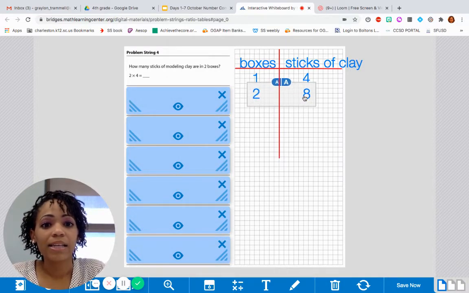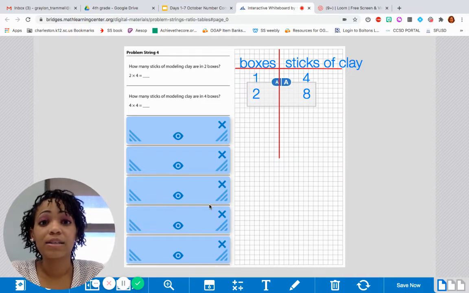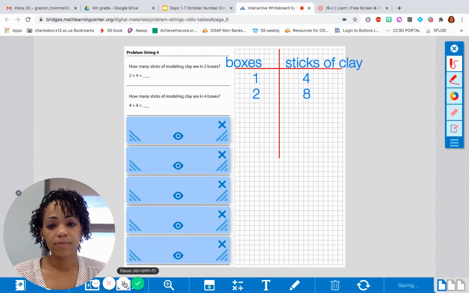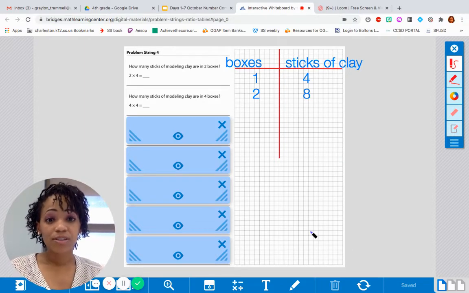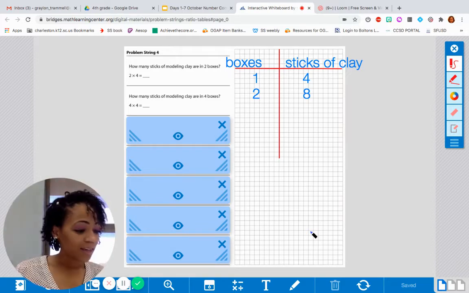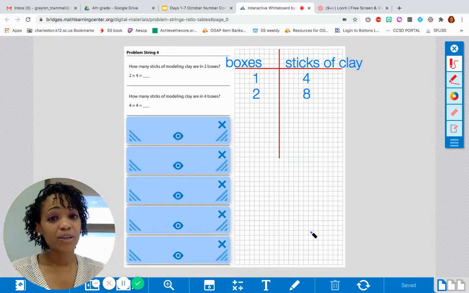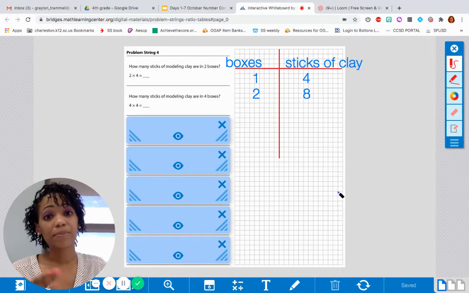All right, now let's look at the next problem. Now I want to know how many sticks of modeling clay are in 4 boxes. Take a moment and work through this problem by yourself. Have you had some time? Okay, have you finished? I hope so. You probably already know 4 times 4, but I just want to remind you about something. When we're doing problem string, we're talking about strategies, and so we're going to use some earlier problems to help us solve the problems that are going to come up later on.